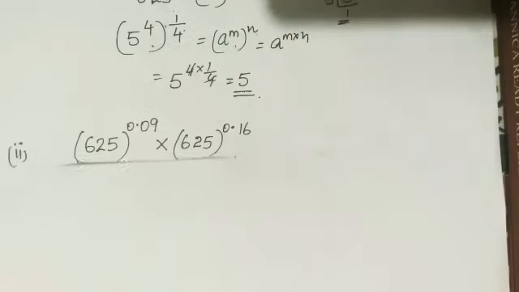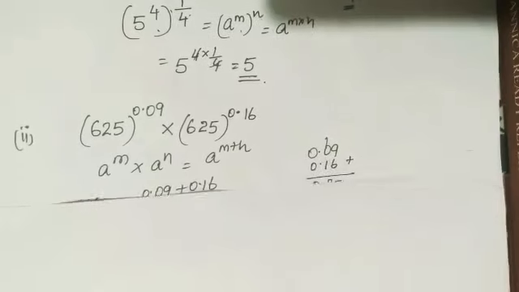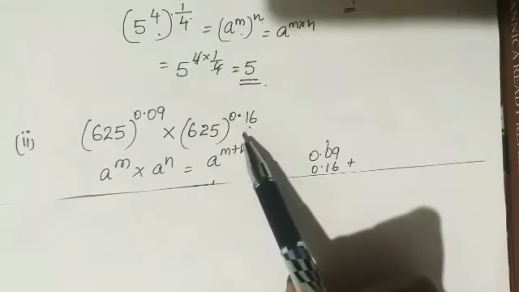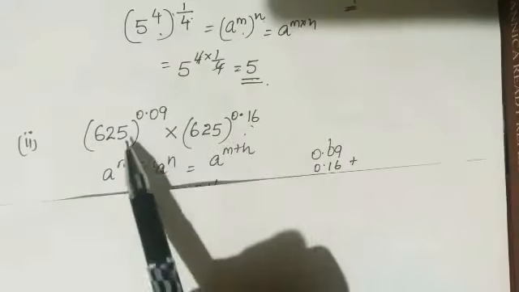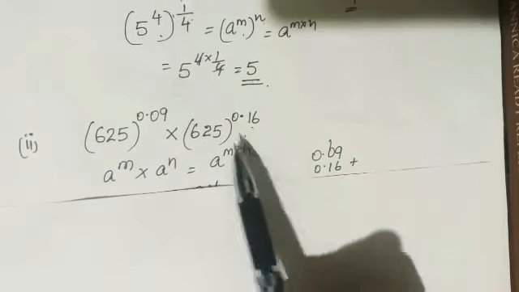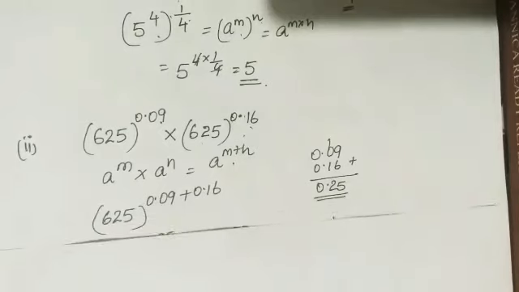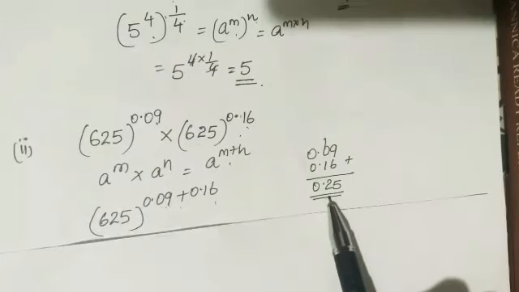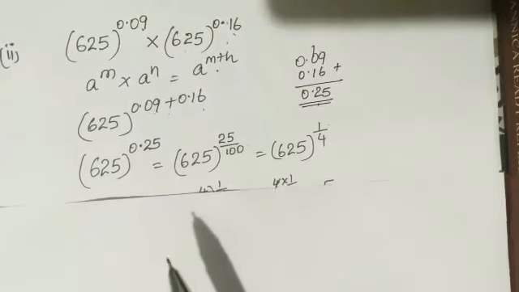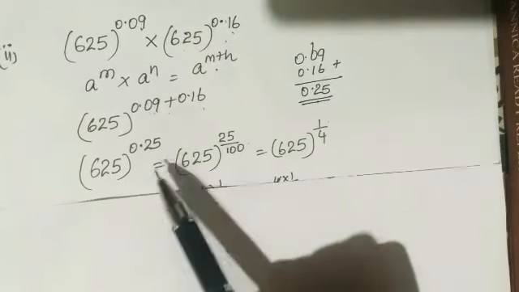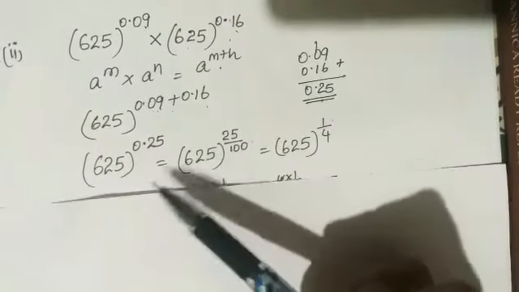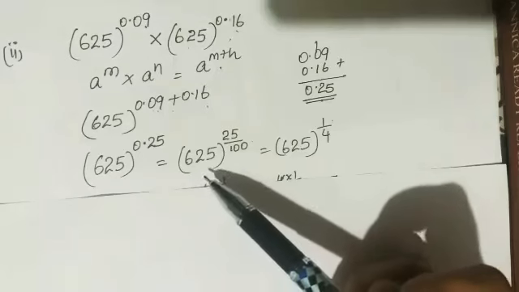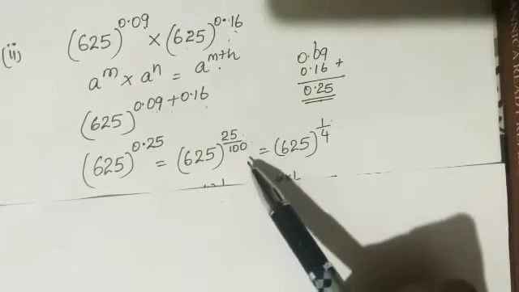These are important questions. Next question we have 625 raised to the power 0.09 into 625 raised to the power 0.16. See, we have a decimal exponent here. Since the base is the same, we can use this law of exponents and add the powers here. What you get is 625 raised to the power 0.09 plus 0.16, which gives you 0.25. So 625 raised to the power 0.25, which can be written as 25 by 100. Whenever you see a decimal number, after processing you can change this decimal number to a fraction.